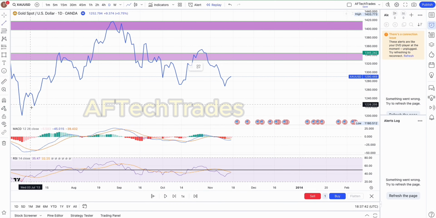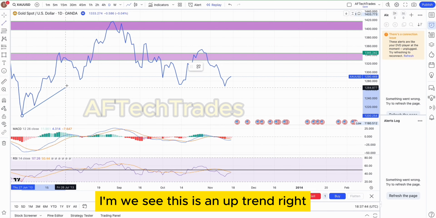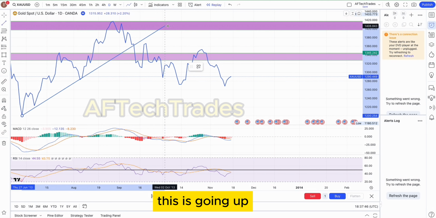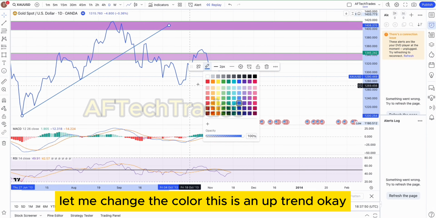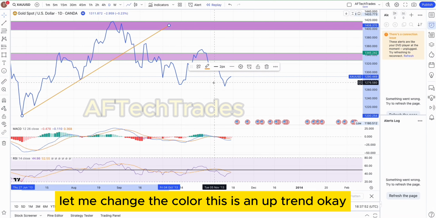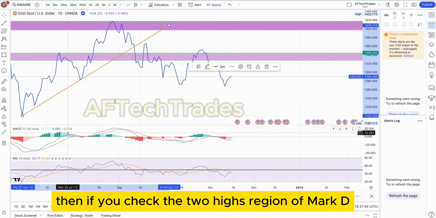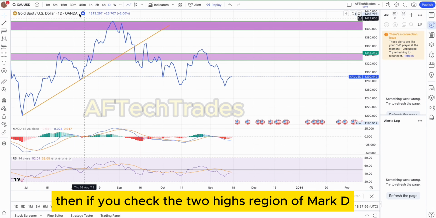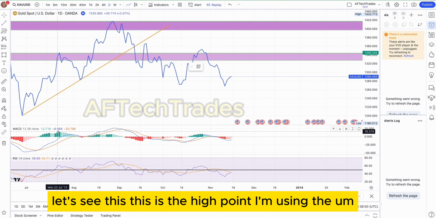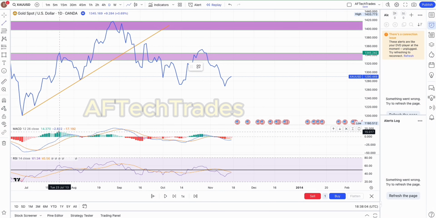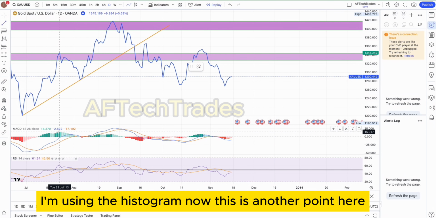Here, we see this is an uptrend, right? This is going up. Let me change the color. This is an uptrend, okay? Then if you check the two highs region of the MACD, let's see this. This is the high point. I'm using the histogram now. This is another point here.